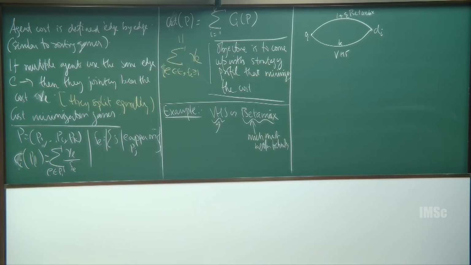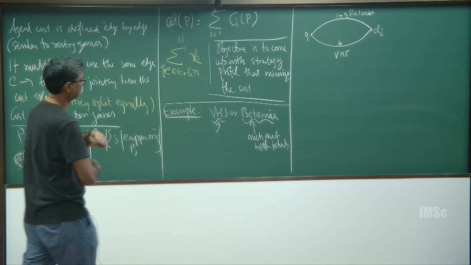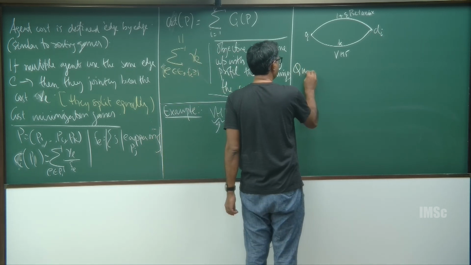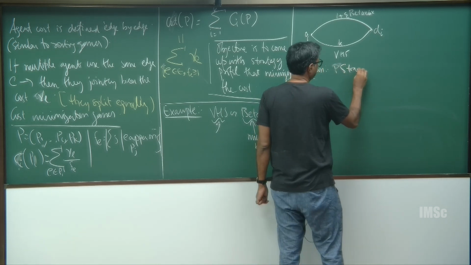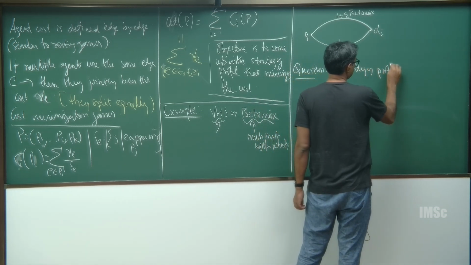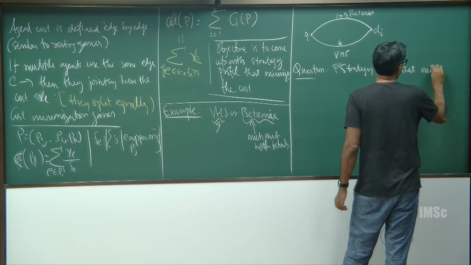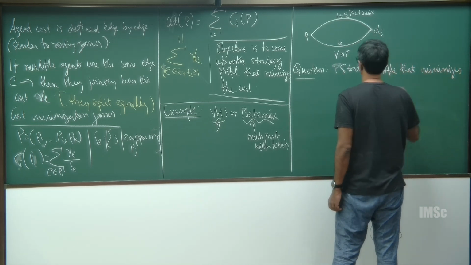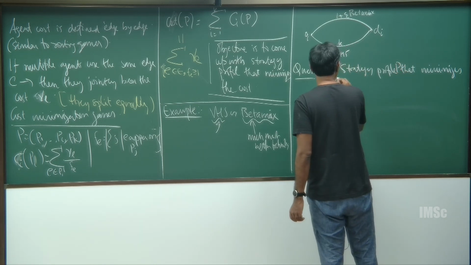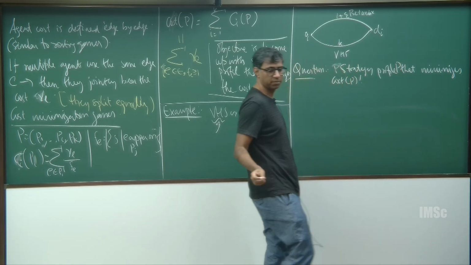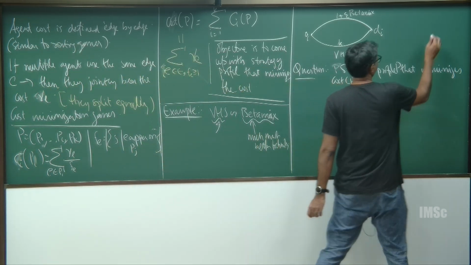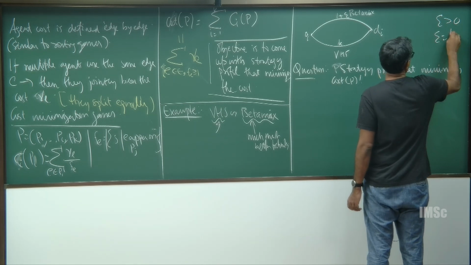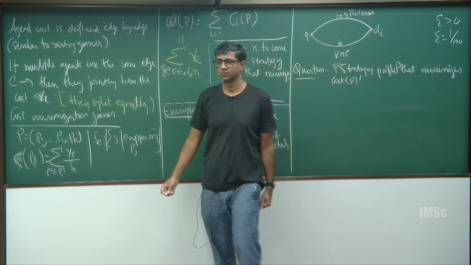So, according to you, if this is what it is, what is the best strategy profile? My question is, can you come up with a strategy profile that minimizes cost of P? Epsilon is some small quantity which is greater than 0. Let us say 1/100, it is just something.